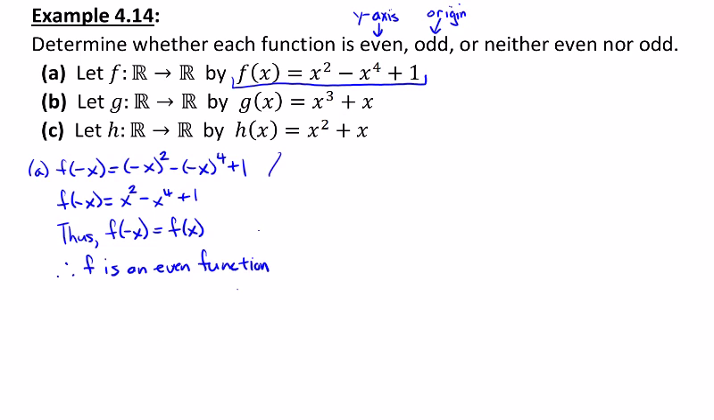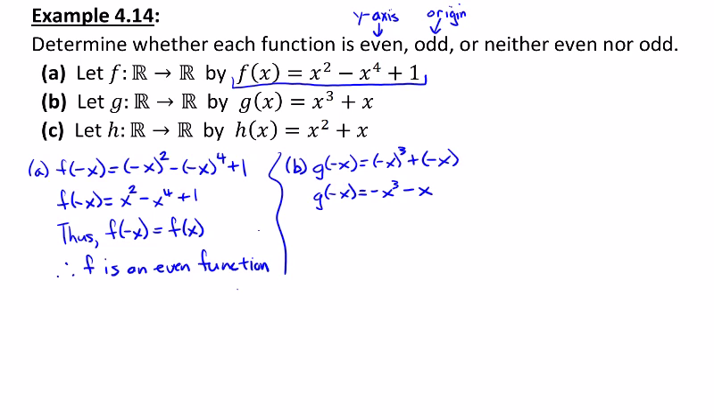Let's try this for part B. Part B, we have a function called g, and g of x is x cubed plus x. So again, I want to do a computation. This time it's going to be g of negative x, and with this computation I'm going to take negative x, raise it to the third, plus negative x, and I want to simplify as much as I can. So g of negative x is going to become negative 1 times x to the third minus x.